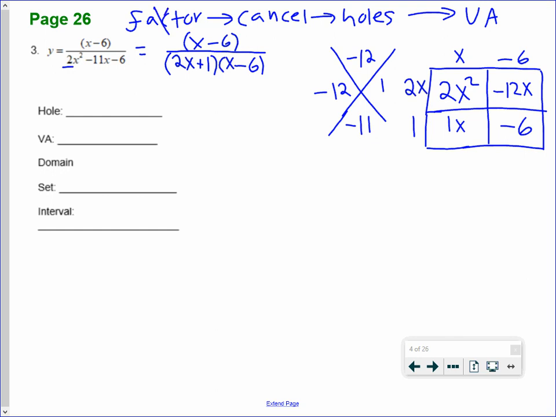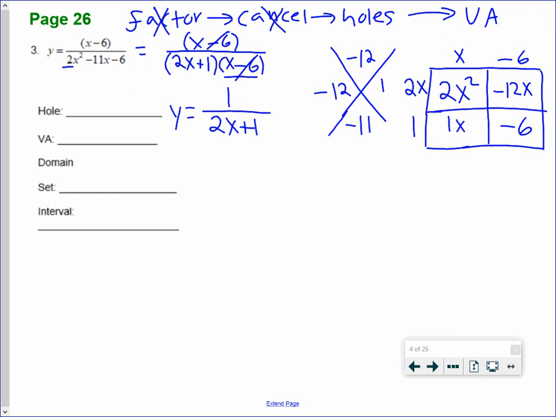So we're done factoring. We're going to go on and see, can we cancel anything else? All right. So we see we have a factor of x minus 6 in the top and x minus 6 in the bottom, right? That means we can cancel both of those out. And when we do, we've canceled everything we can out, and we're left with 1 all over 2x plus 1. Okay? So our new simplified equation is y equals 1 over 2x plus 1.